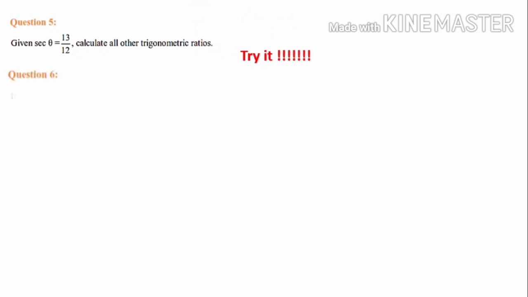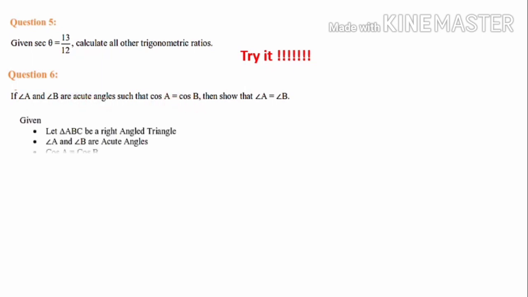Question number 6. The question is, if angle A and angle B are acute such that cos A is equal to cos B, then show that angle A is equal to angle B. So here 3 conditions are given to you. It is a right angle triangle, of course we have to use trigonometric ratios. Angle A and B are acute and cos A is equal to cos B. So let's write all these given conditions.